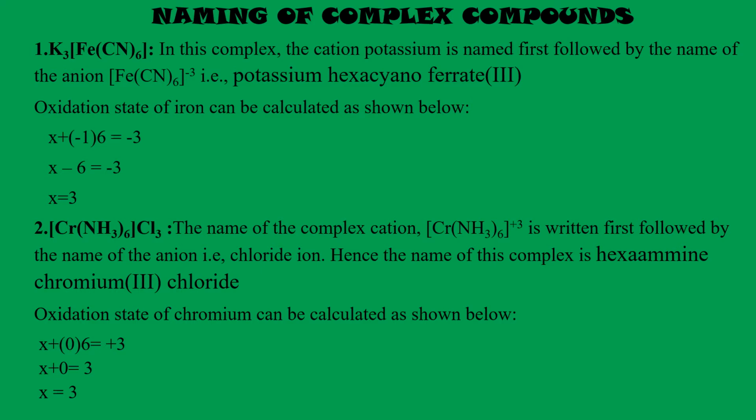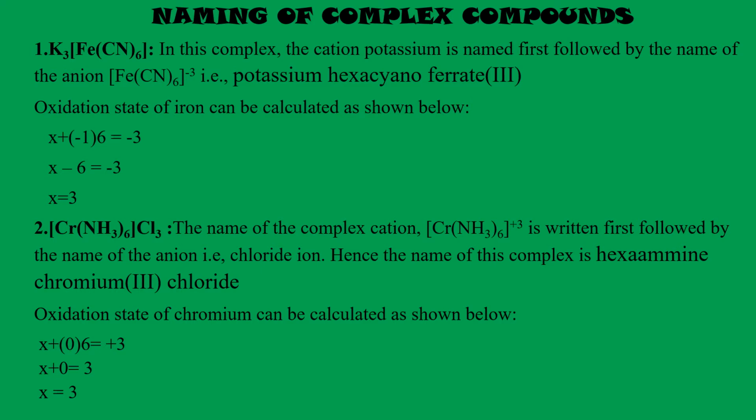K3[Fe(CN)6]. We have seen that, like simple salts or ionic compounds, the positive part is named first, followed by the name of the negative part, that is the anion. We follow the same in naming complex compounds. So in naming this complex, the cation potassium is named first, followed by the name of the anion. What is the cation here, students? Potassium is the cation and the anion, the complex ion, is [Fe(CN)6]3-.